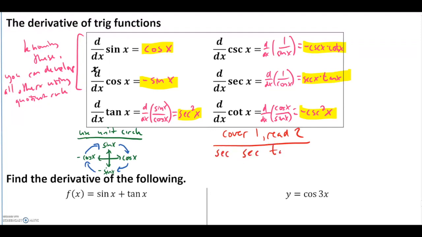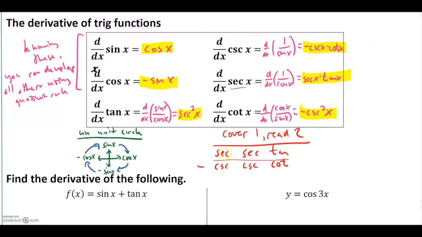Sec, tan, negative cosecant, cot. We have 6 different trig functions listed, and the trick to this is it's really 2 rows. All you have to do is cover up one of those trig functions, and what remains on its row is its derivative. And so to use this, let's say I wanted to find the derivative of secant x.